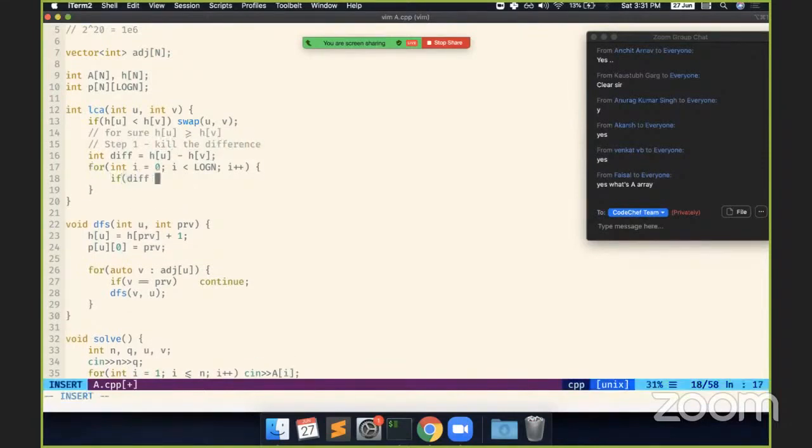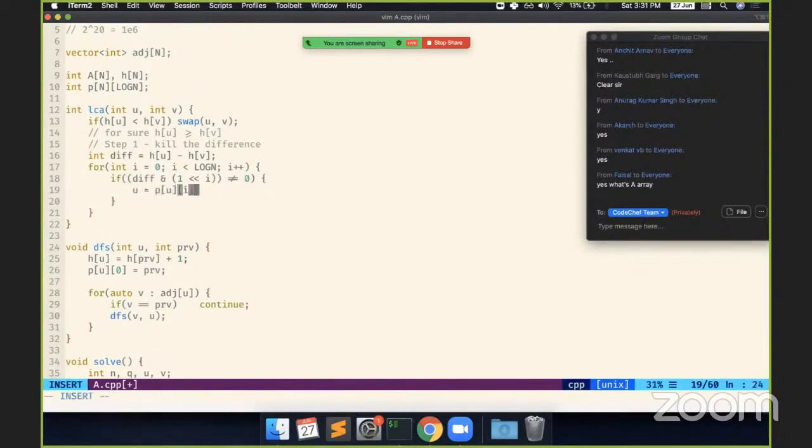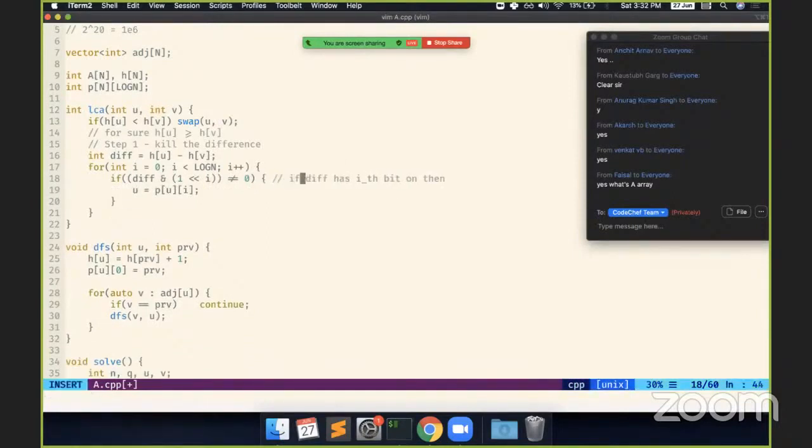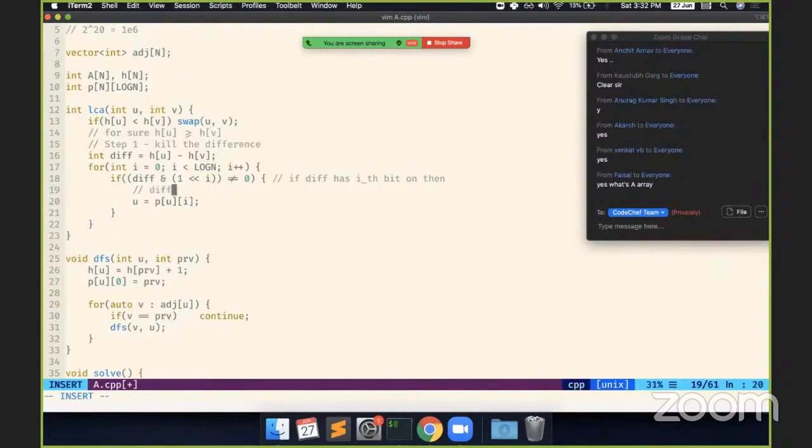Now we say if diff and 2 to the power I is non-zero, then... now I'll explain this. Diff has the ith bit on. Do people get this condition? Basically, it's saying diff AND 2 to the power I. Is it 0 or not? It is non-zero only if the ith bit is on in diff. That's how this condition works. It's a bit manipulation hack.